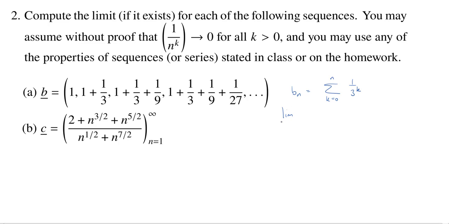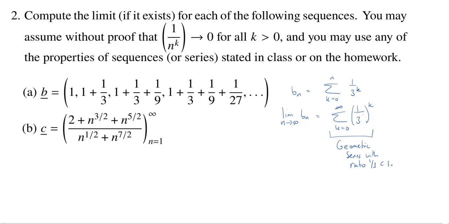So the limit as n goes to infinity of b sub n, well, that's just going to be the series. This is the series, k goes from 0 to infinity, 1 over 3 to the k. Or if you prefer, and I do, I can pull this k exponent out because this is the same thing as 1 to the k over 3 to the k, and 1 to the k is 1. But this is a geometric series. So this is a geometric series with ratio 1/3.